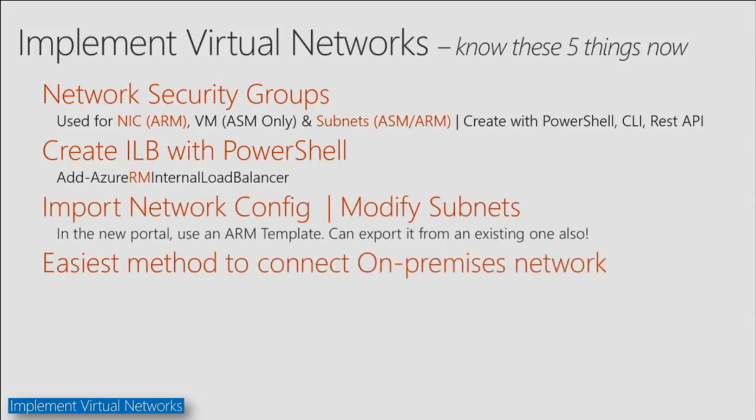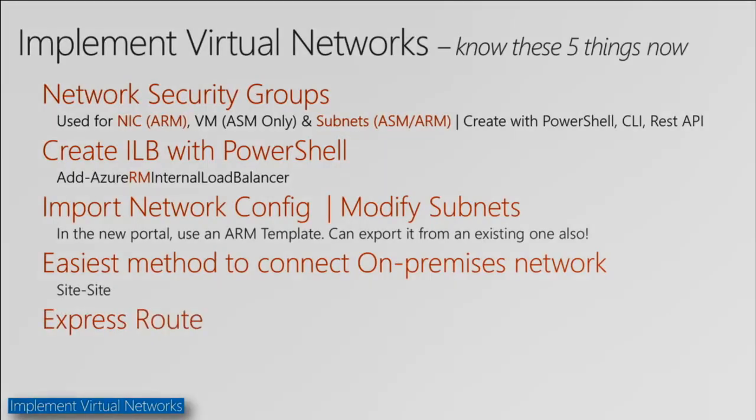Create your internal load balancer with PowerShell. It's Add-AzureRmInternalLoadBalancer. And you can import your network config. So you do it in the new portal, use an ARM template, or you can export it from an existing one as well.